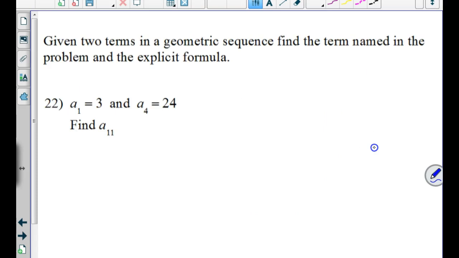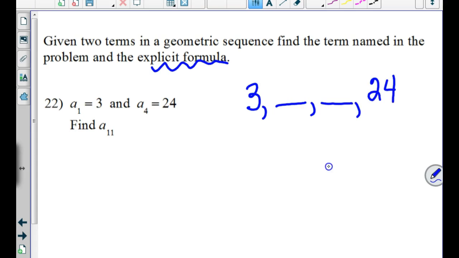First term, fourth term, find the 11th term, and an explicit formula. So what's missing? Okay, this is where it gets a little tricky. So I'm going to write it this way. I'm going to say the first term is 3, second term, don't know, third term, don't know, fourth term is 24. That helps some of you see what's going on.